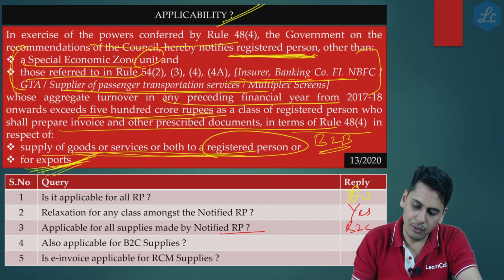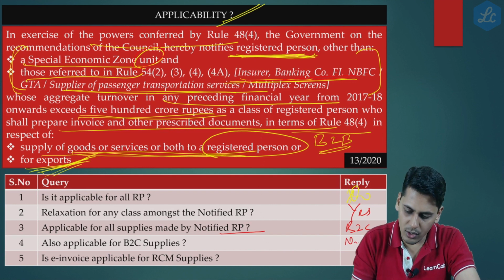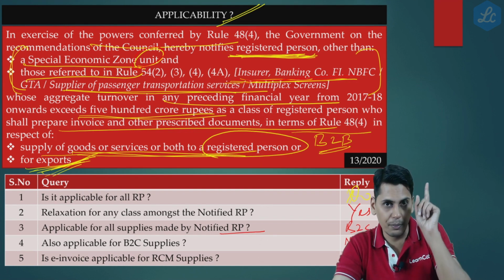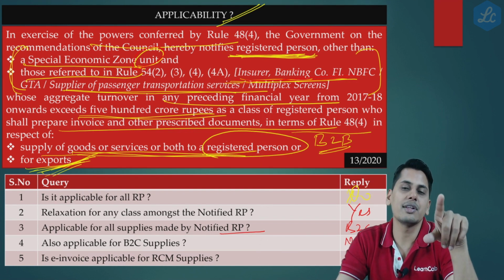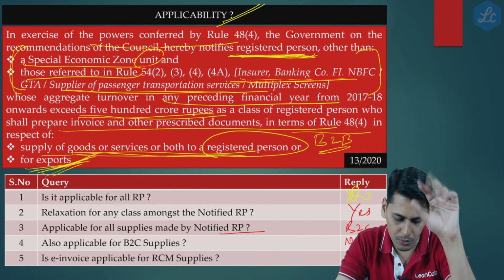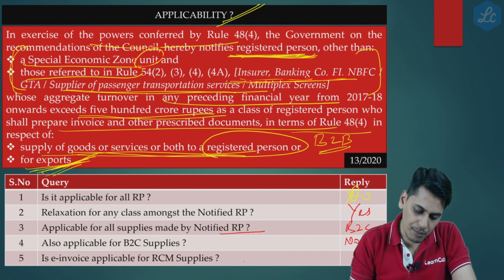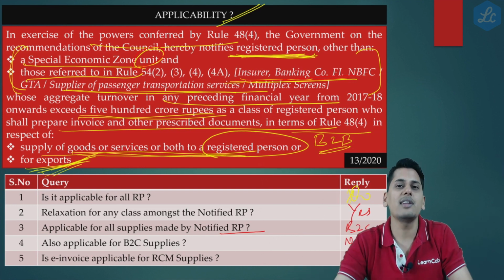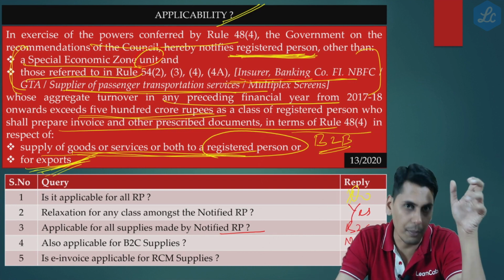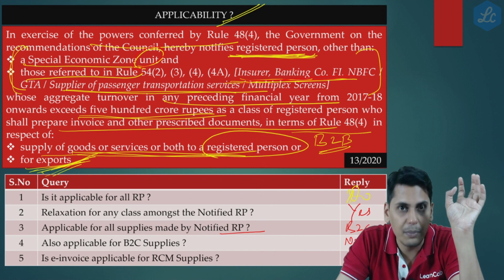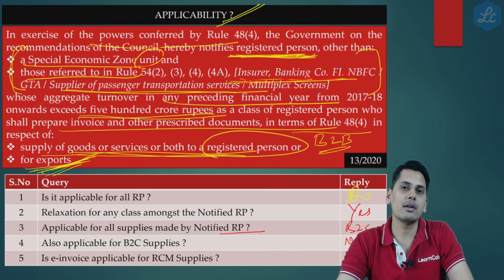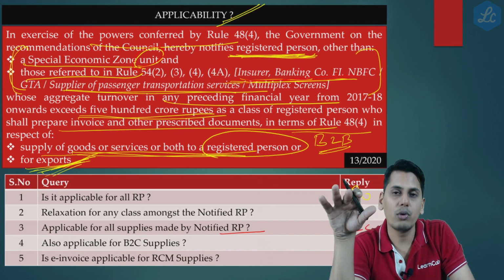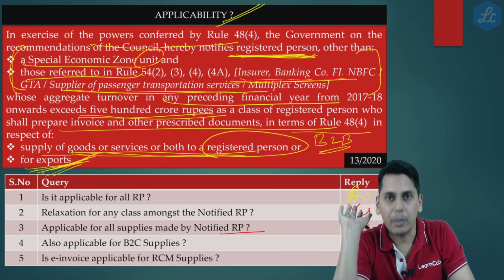Is it also applicable for B2C supplies? Friends, it is generally no. However, the exception is exports. In case of exports, it is a B2C supply. Still, invoice reference number needs to be obtained from the common portal. Is e-invoice applicable for reverse charge mechanism supplies? This e-invoice, who has to generate? Should it be generated by the supplier or should it be generated by the recipient? Invoice reference number needs to be obtained from the common portal by the supplier and not by the recipient.